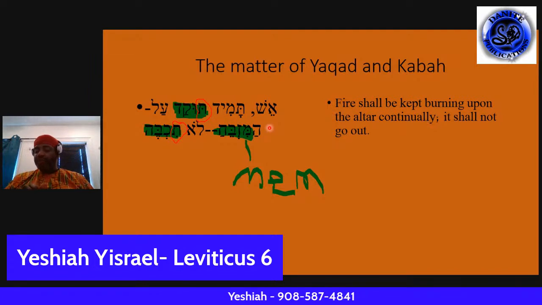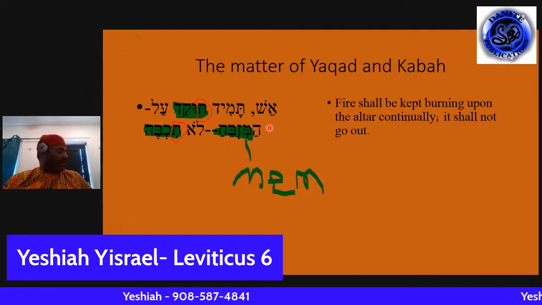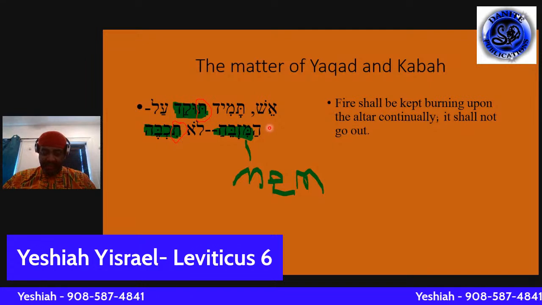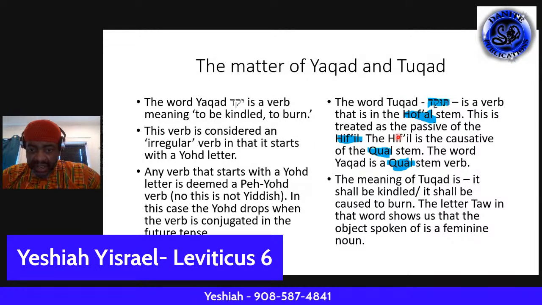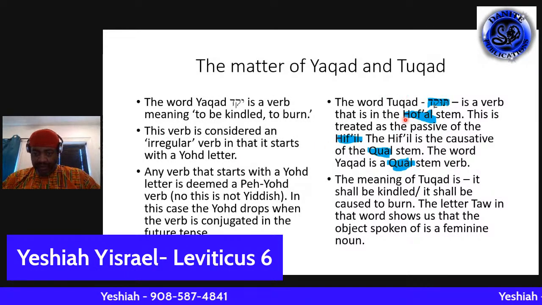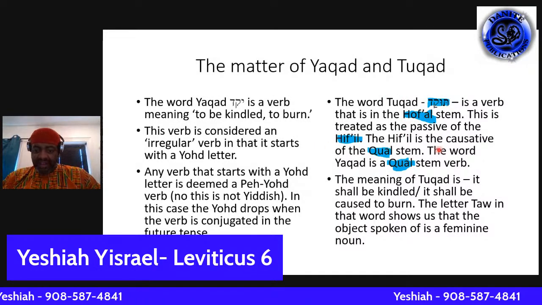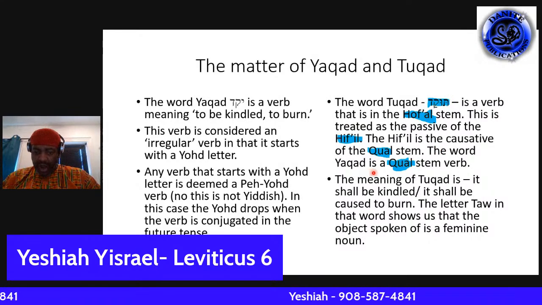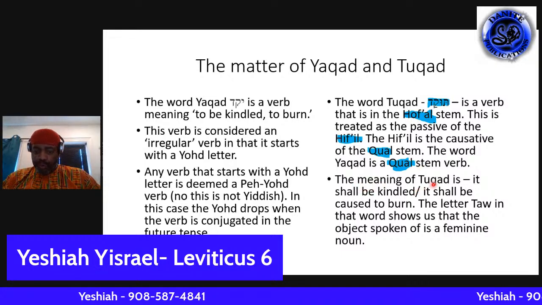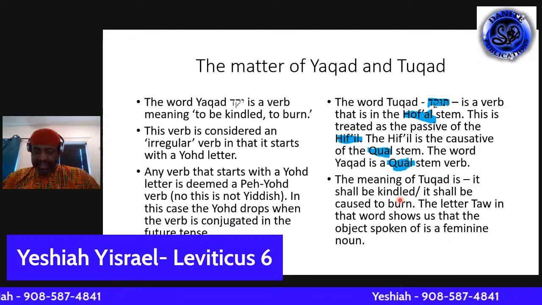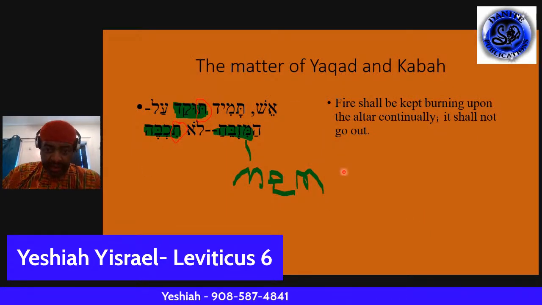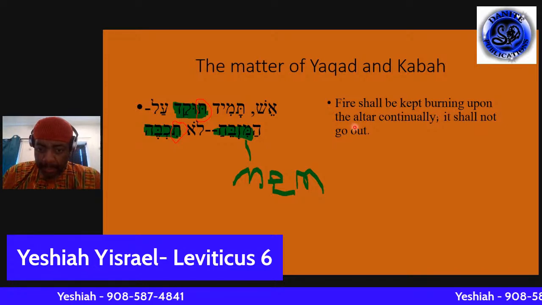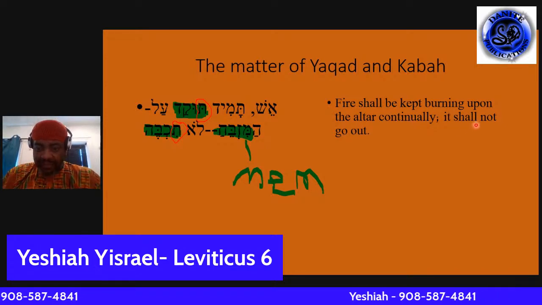Sorry about that. I just want to go over that for reasonable purposes. So let us continue on back where we were with the word to quad. This is treated as the passive of the hif'il, the hofal that is. The hif'il is the causative of the qal. The word yaquad is a qal stem verb. The meaning of to quad is it shall be kindled, it shall be caused to burn. So now let's look at this right here. Fire shall be kept burning upon an altar continually, it shall not go out.